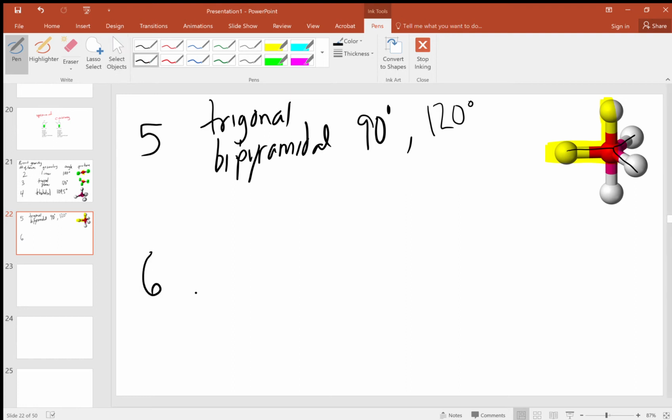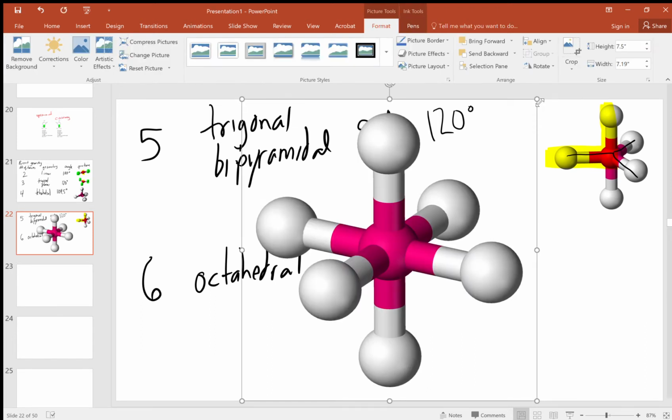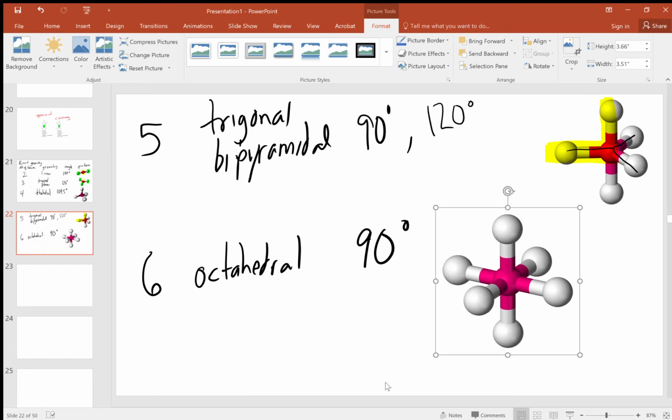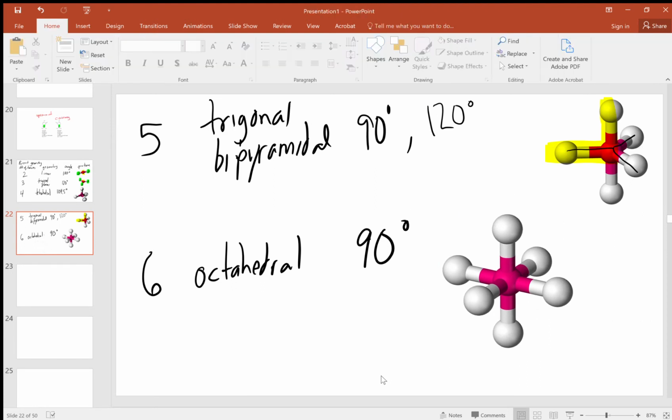Finally, we can look at 6 electron domains. Now it doesn't stop here. There are 7 electron domain structures. It's just we don't need those in this course. This is known as octahedral with bond angles of 90 degrees. And it has its structure there. All right, so this is what's known as parent geometry.